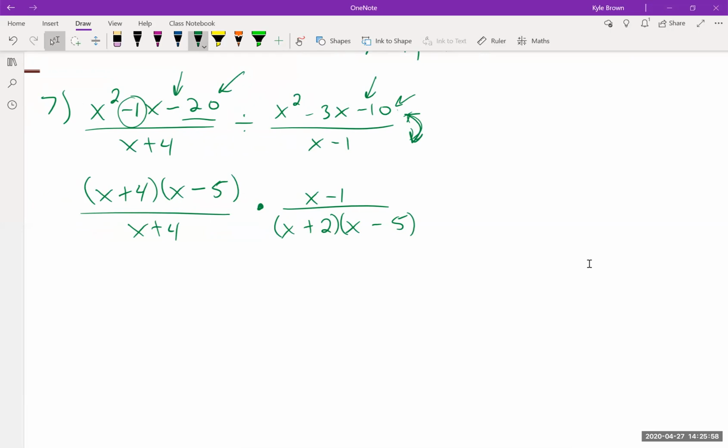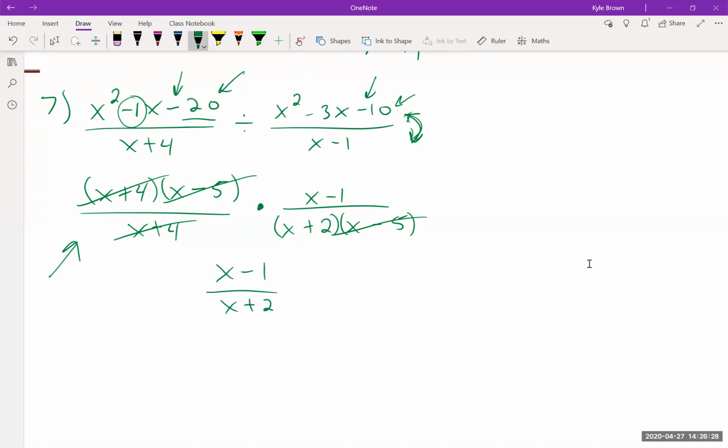Actually, we'll come back and do the non-permissible values after. So we'll cancel now. At this point, I've got x plus 4 on the top and x plus 4 on the bottom, so those cancel nicely. And I've got x minus 5 and x minus 5, so all of that cancels. And in the end, all we have is x minus 1 over x plus 2. And that's it.